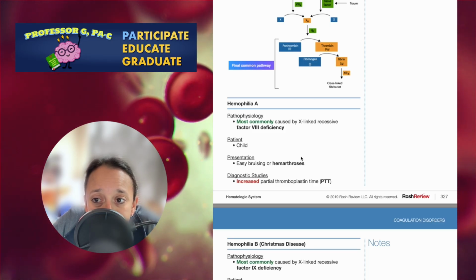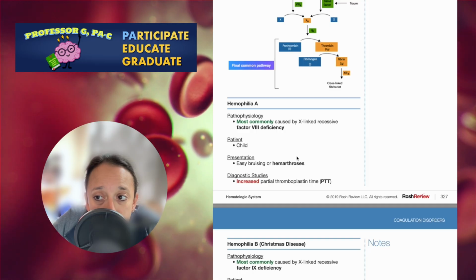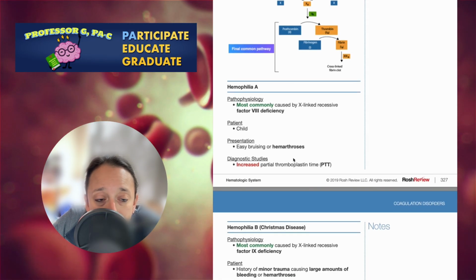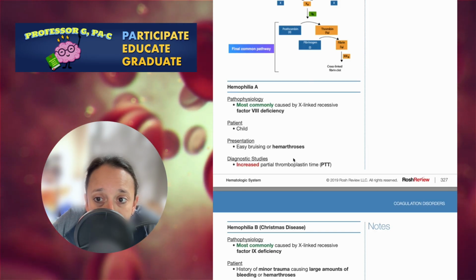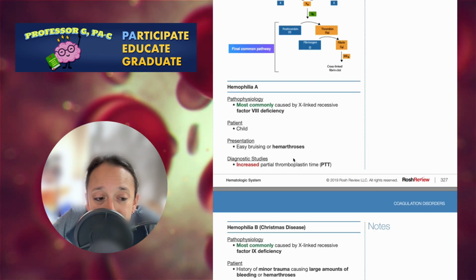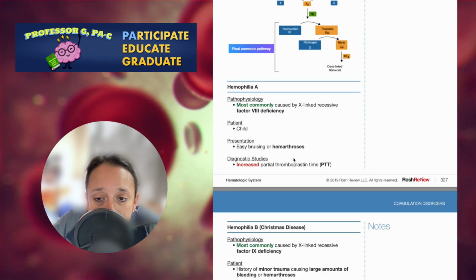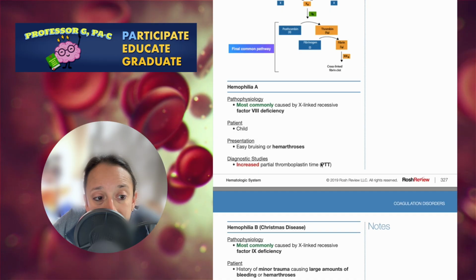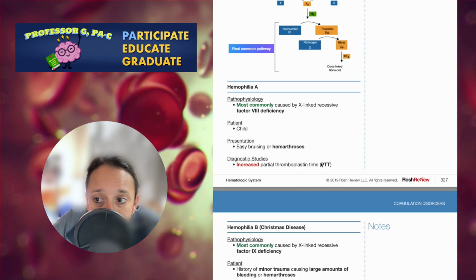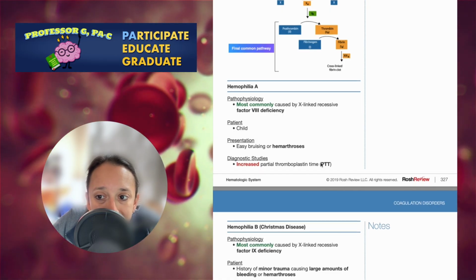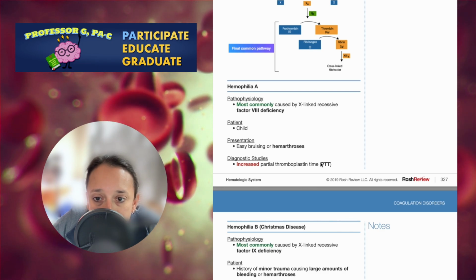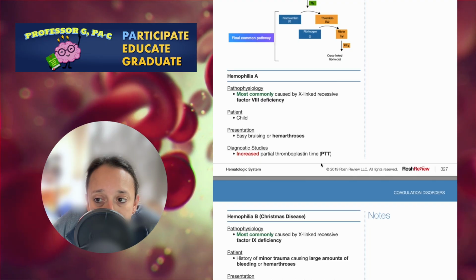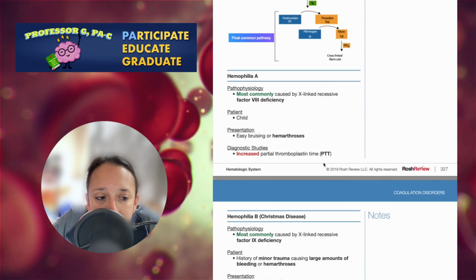Clinically, these patients present with recurrent bleeding into the joints. It's called hemarthrosis, and they have deep tissue bleeding after trauma or surgery. And you might also have some easy bruising or prolonged bleeding after dental work. Those are things to look for in vignettes and in clinical practice. On labs, you'll notice a prolonged PTT, but the PT and the platelet count remain normal. This is because the problem is isolated to the intrinsic pathway.